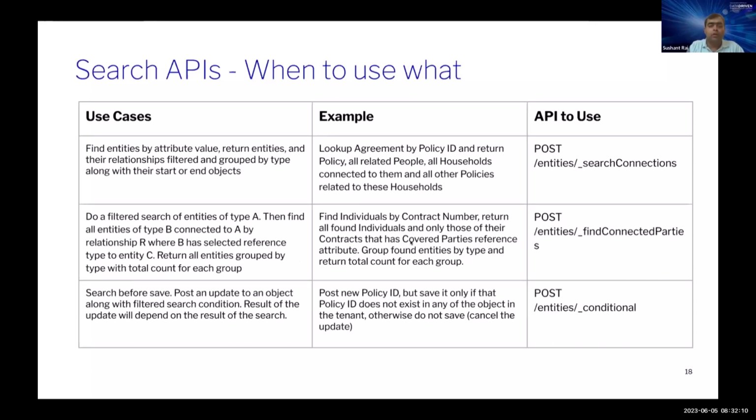Another one could be, you're finding individuals by contract numbers, then returning all the found individuals, but only those where the contracts have covered parties as a reference attribute on the relationship. So that is another complex multi-step query, and then you can use the find connected parties endpoint. Now, the third one could be search before save.